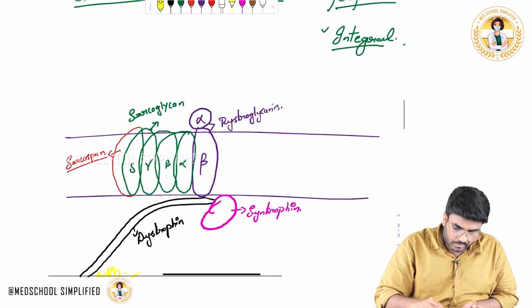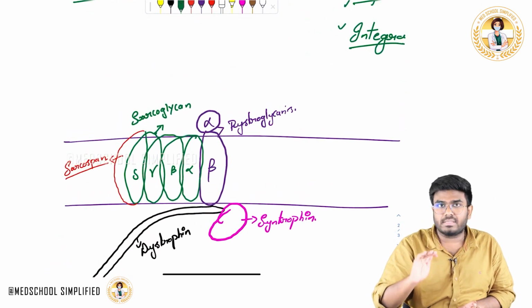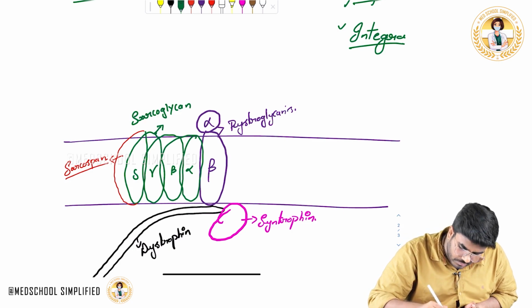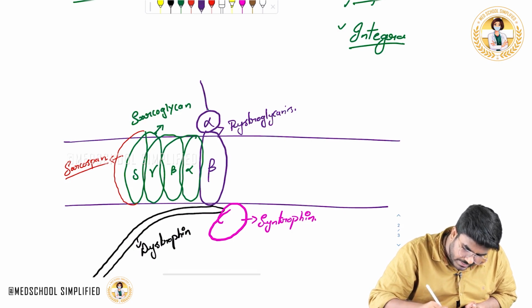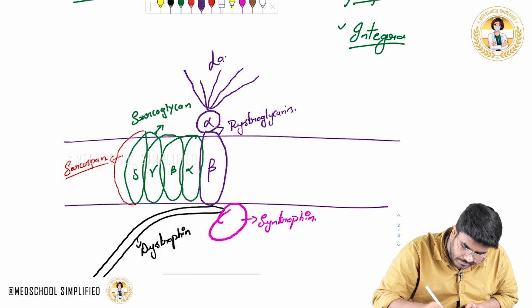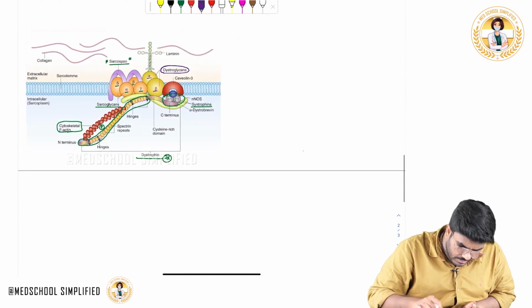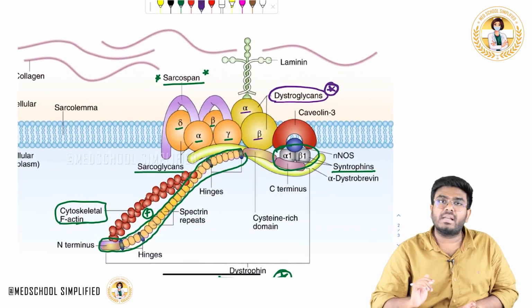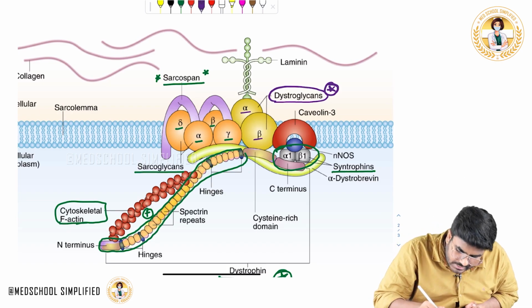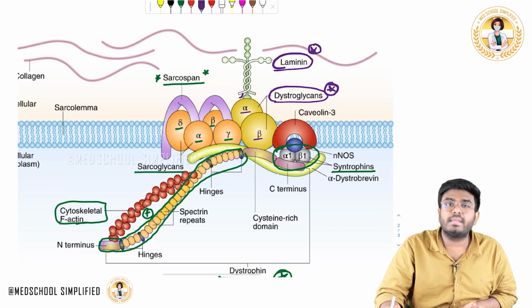Now these dystroglycans, externally, outside the cell, outside the muscle fiber, what are they attached to? Outside they are attached to other filaments like laminin. Now let me show you the image. Look here. See, this is dystroglycans. Outside they are attached to what? They are attached to laminin. See, this is the laminin. Extracellularly it is attached to laminin.